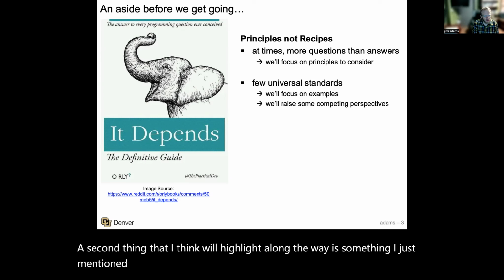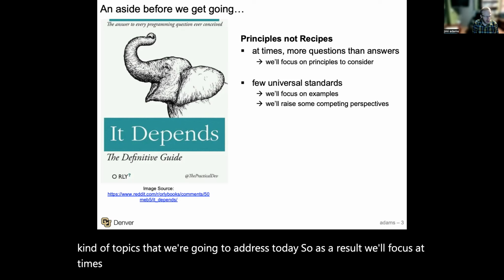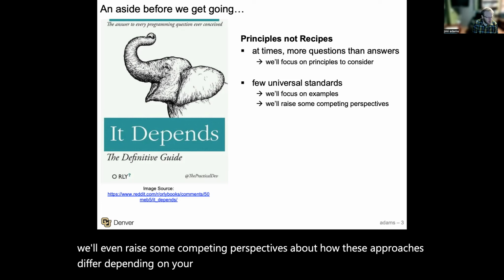A second thing that I think we'll highlight along the way, which I just mentioned briefly, is that there are few universal standards for some of the topics that we're going to address today. So as a result, we'll focus at times more on examples than the general rules. And occasionally we'll even raise some competing perspectives about how these approaches differ depending on your research aims, the population being studied, and other sorts of factors.